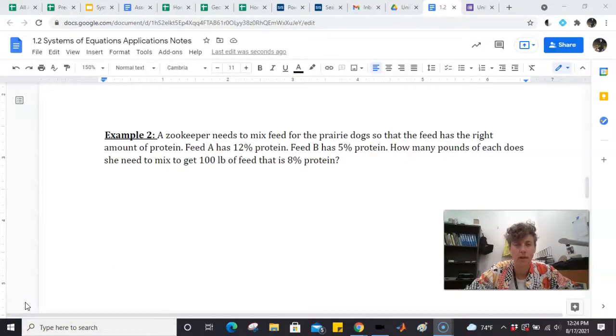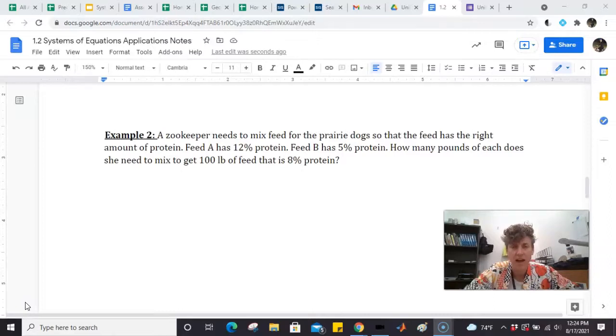All right, scholars, so let's look at another example. A zookeeper needs to mix feed for the prairie dogs so that the feed has the right amount of protein. Feed A has 12% protein. Feed B has 5% protein. How many pounds of each does she need to mix to get 100 pounds of feed that is 8% protein? Okay, what are we looking for?